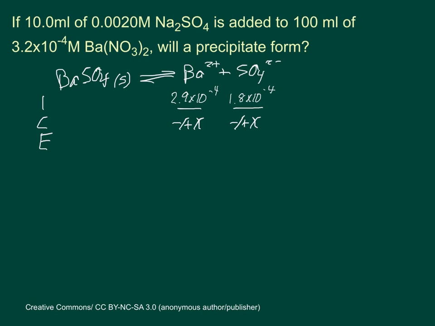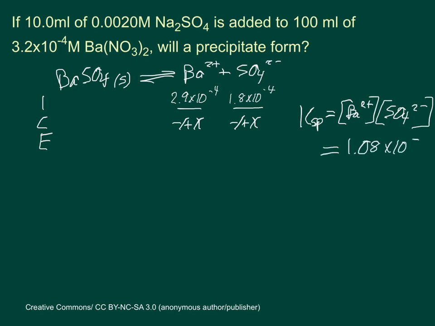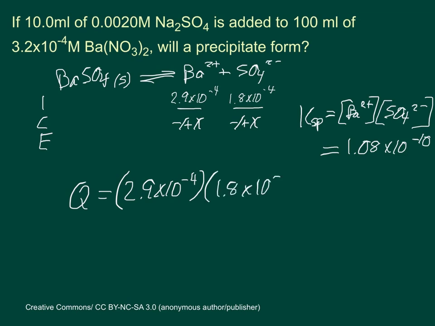So we can remember that the Ksp for this case has to be equal to the concentration of Ba2+ times the concentration of SO4 2-. And so we're going to type in our Qsp, where we check our initials and see where we are relative to that. In order to do this, we need to look up the Ksp of barium sulfate. It happens to be equal to 1.08 times 10 to the negative 10th. Now I'm going to set the Q. So Q is equal to 2.9 times 10 to the negative fourth times 1.8 times 10 to the negative fourth. And here we go. Q therefore is equal to 5.2 times 10 to the negative eighth.